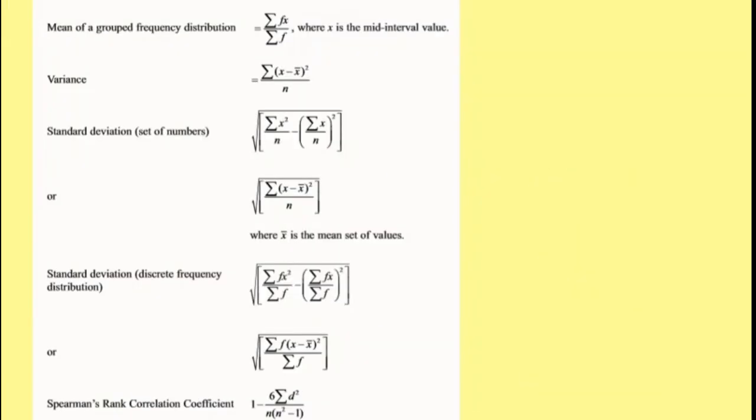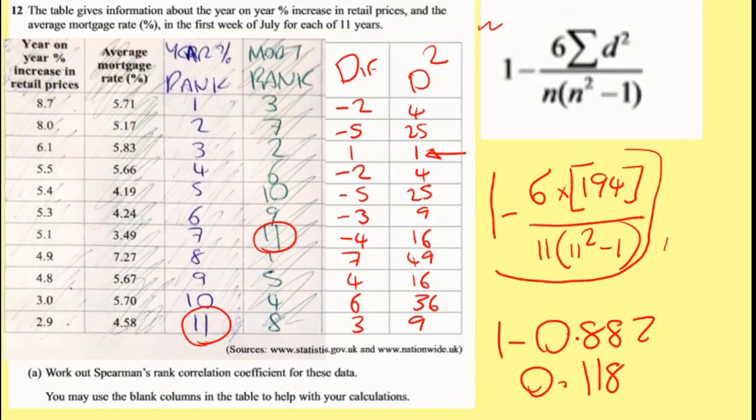We had a few more questions on this one, which is: interpret what the correlation of 0.118 means. That is an extremely low correlation. So what I'd say is that there's little to no correlation between the percentage increase in the retail prices and the mortgage average. And that's it.